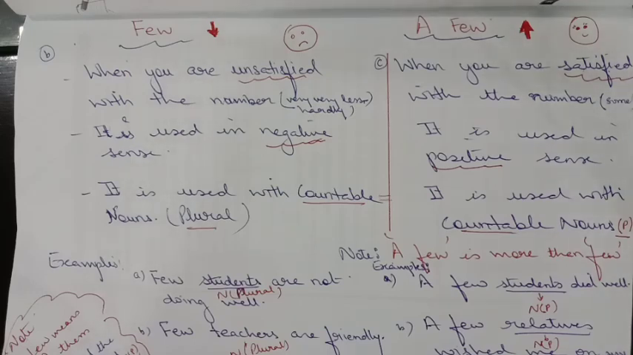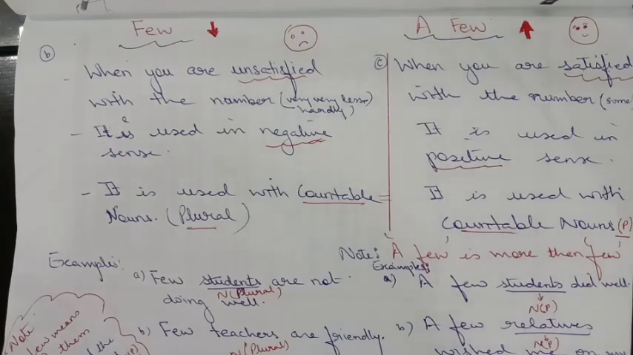And a few is also used if your relatives, many of them are there, but some of them have wished you. There are many relatives, but some of them have wished you. So if I ask you, okay, how many relatives, you will say, a few relatives wished me on my birthday. It means you're satisfied with the number of the relatives who wished you. Are you getting my point?